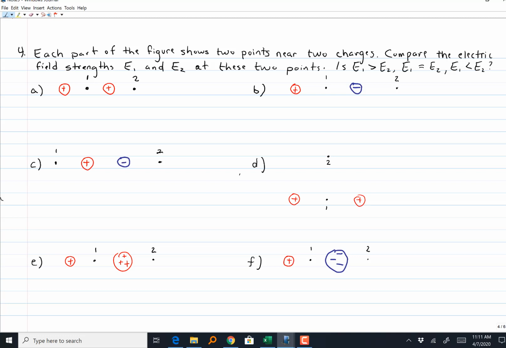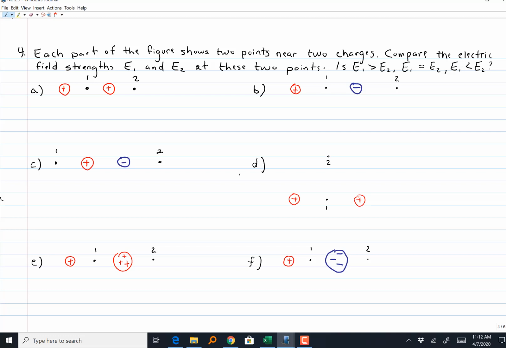All right, number 4. Each part of the figure shows 2 points near 2 charges. Compare the electric field strengths E1 and E2 at these 2 points. And so we're looking to say, is the electric field at point 1 greater than, equal to, or less than the electric field at point 2?